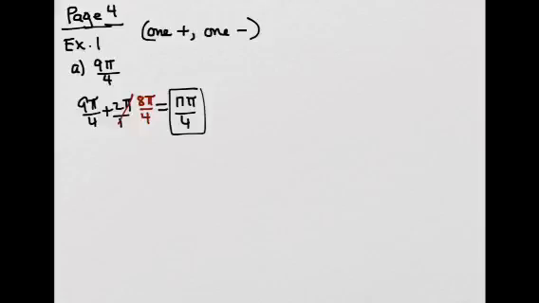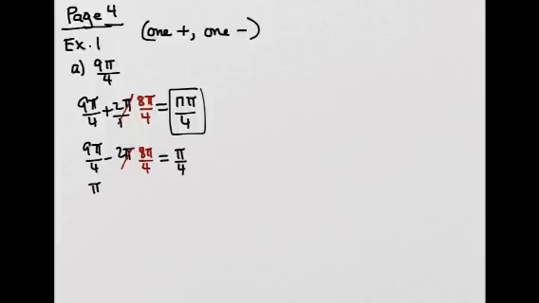To find the negative, we take our 9 pi over 4 and subtract 2 pi. Again, we convert to a common denominator, which is 4, so the 2 pi becomes 8 pi over 4. That gives us pi over 4. So that's not negative, correct? Okay, so then we have to do this again.